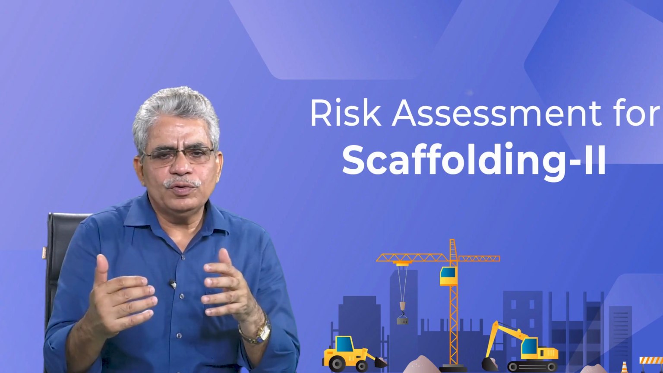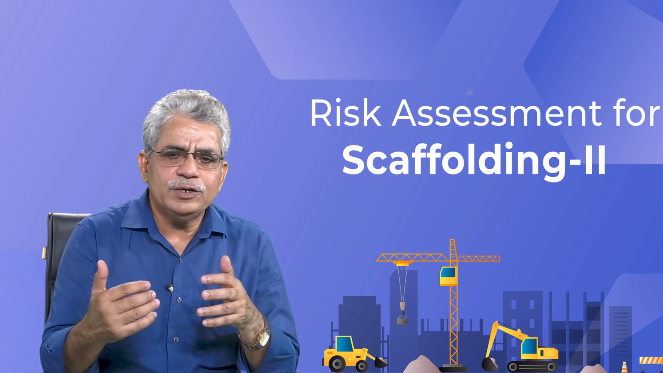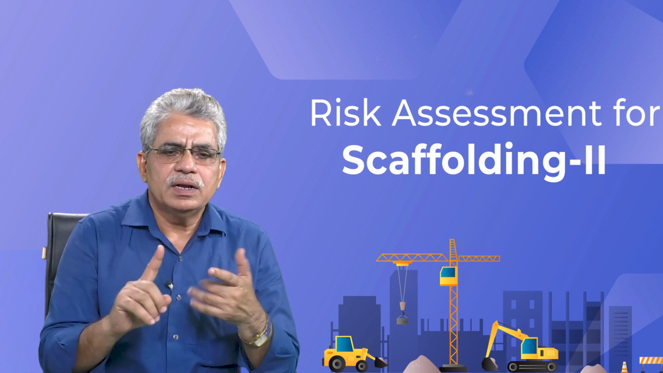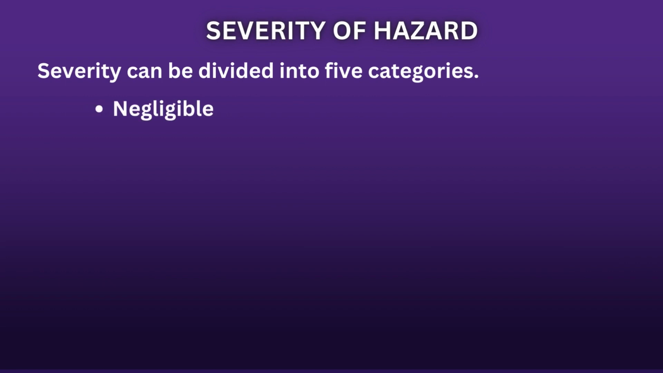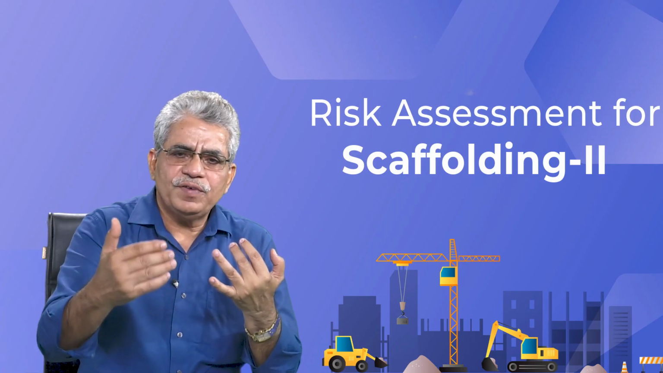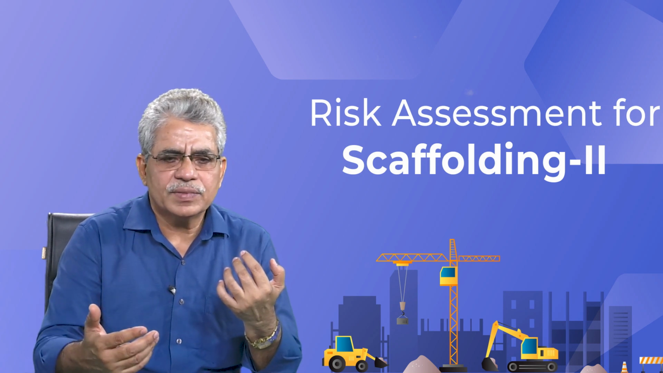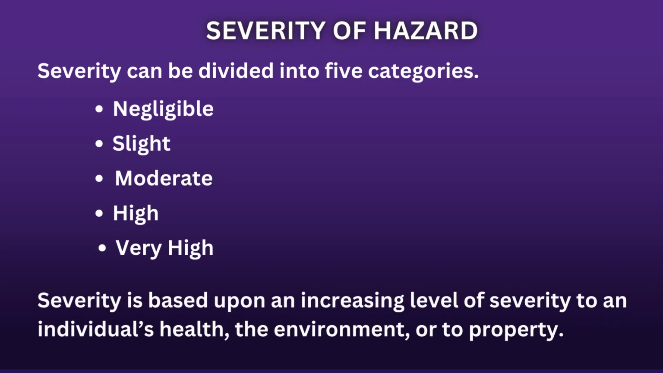Then we move to severity of hazard. Severity can be divided into 5 categories: negligible, slight, moderate, high, very high. So these are the 5 categories or 5 scales of the severity of the hazard. Severity is based upon an increasing level of severity to an individual's health, environment, or to property.